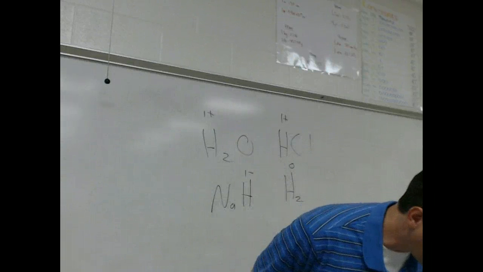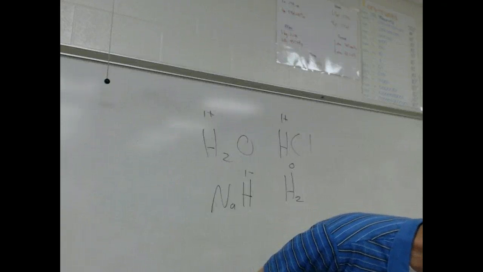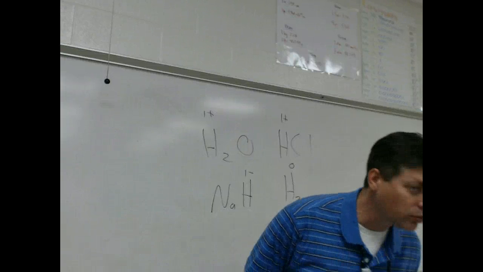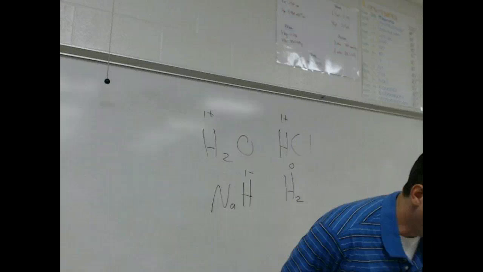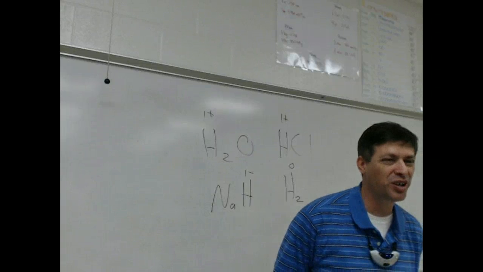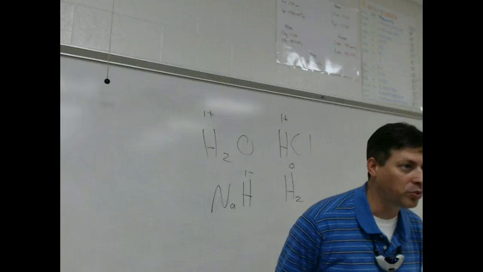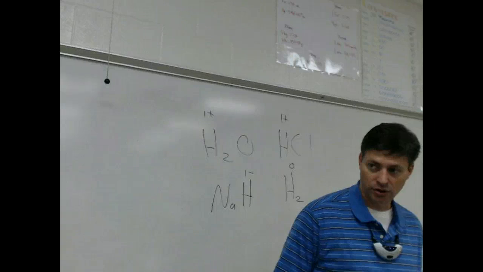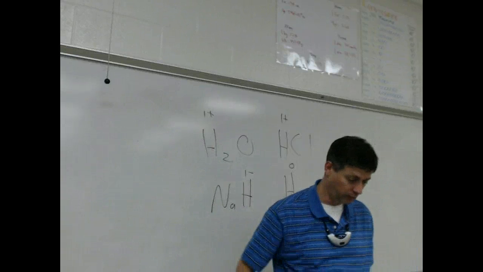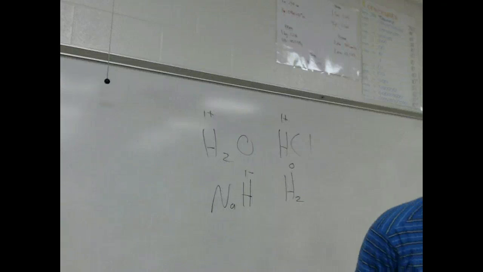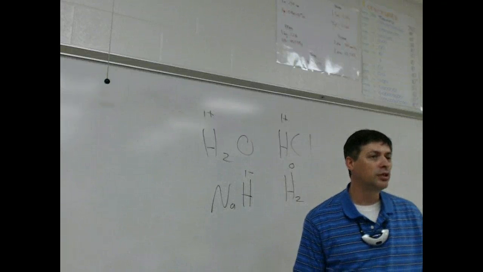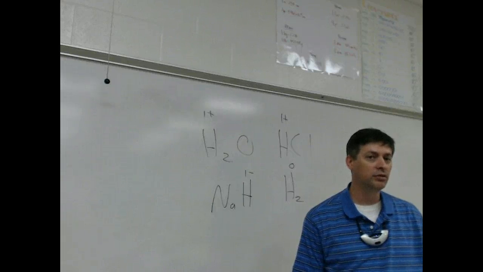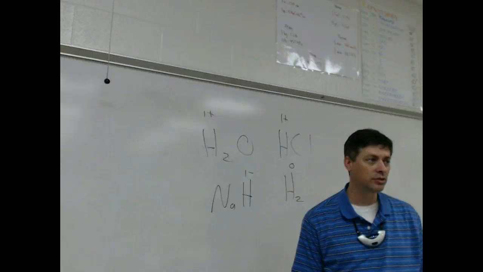Next rule. Group 1A metals are 1 plus, 2A metals are 2 plus, and fluorine is always 1 minus. We've always gone by group 1 and 2, groups 1 through 18. 1A is group 1, alkali metals. So sodium, potassium, lithium, those guys. They will always be 1 plus, no exceptions. Group 2, 2 plus. Fluorine will always be 1 minus.